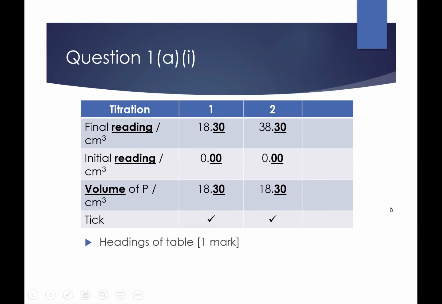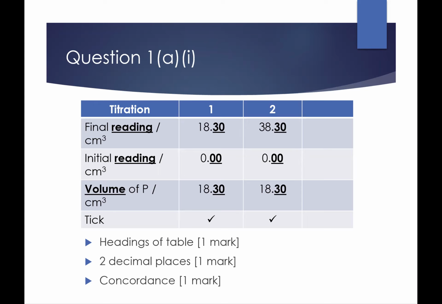How we mark the table or your results will be to look through the headings of the table, and that will usually be worth a mark. Then the decimal places, if all your values are correct to 2 decimal places, you are also given the mark. The concordance will be based on the values that you have chosen, the ones with the tick. If they are within plus minus 0.20 of each other, you'll also be given 1 mark.